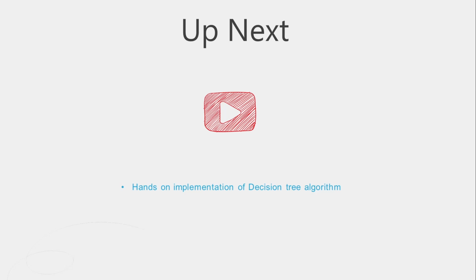So this was all about the theoretical part regarding the decision trees algorithm. And in the next video, we will see how we can implement this algorithm on a real-world problem using Python.